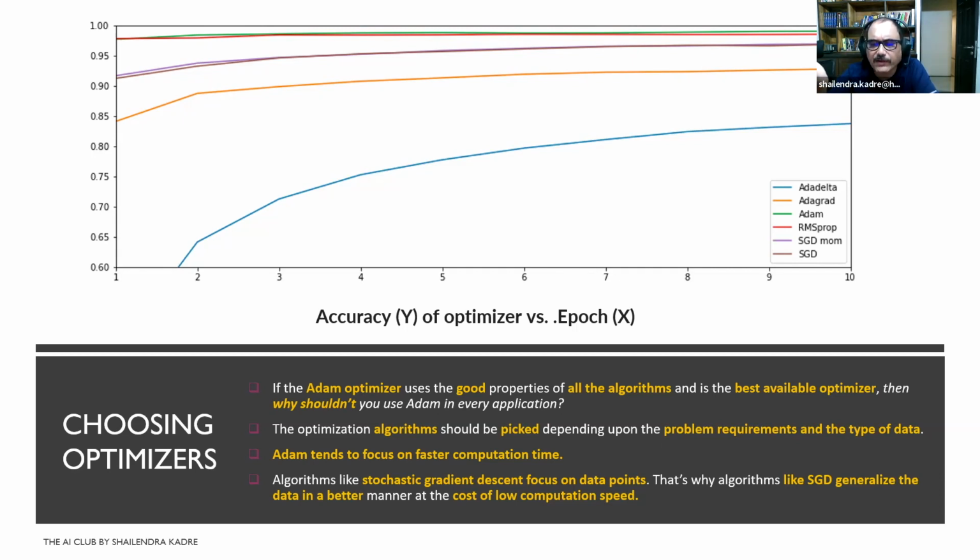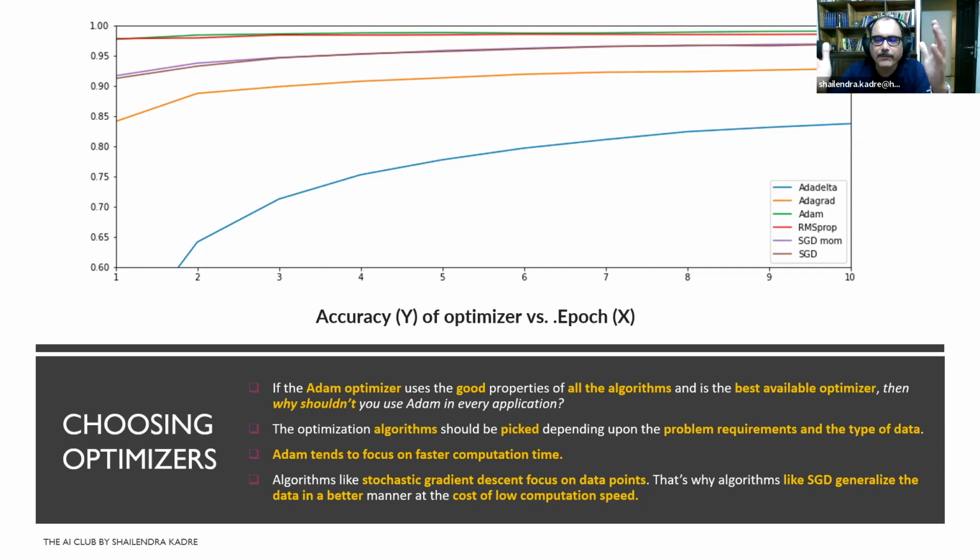And if you are not satisfied with the result, use other ones. Then you will ask me a question like, if ADAM is the best, then why not always use ADAM? No, it doesn't work like that. It depends on the problem requirement and the type of data you have. You never know what kind of problem I have and what kind of data I have. When you start, you will never know which kind of optimizer to use. So it is basically trial and error.